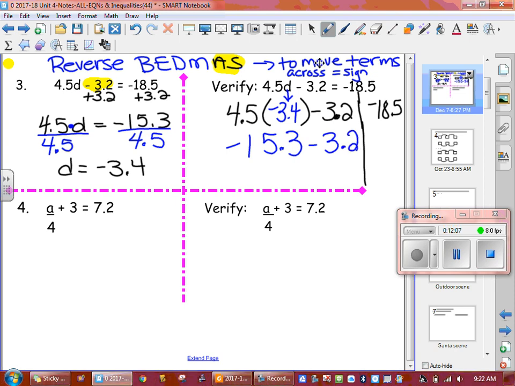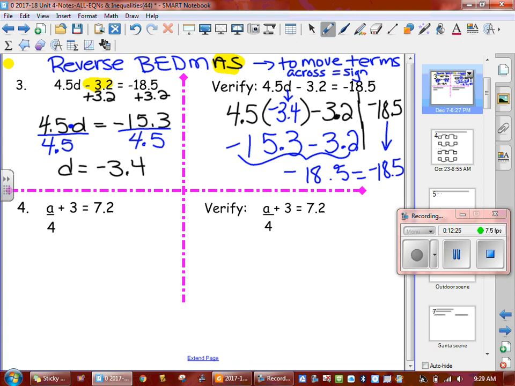Okay, so we're continuing, and when we add these up, we're going to get negative 18.5, which is equal to the right-hand side of negative 18.5. So the left side does equal the right side, so again, we have a true solution.